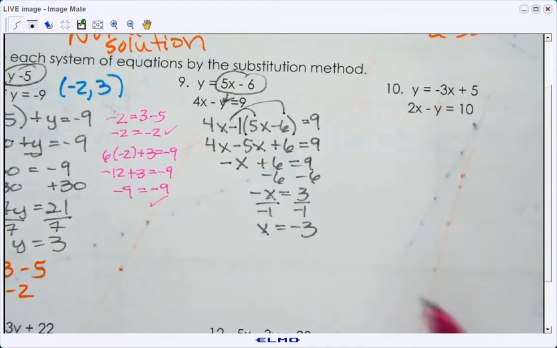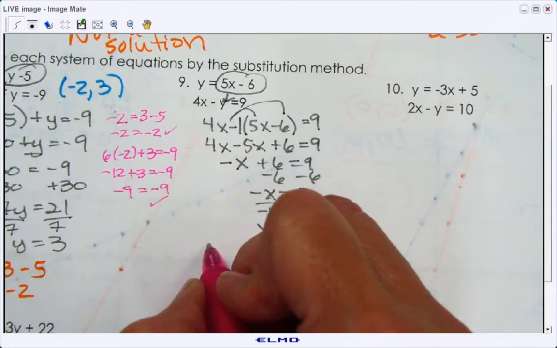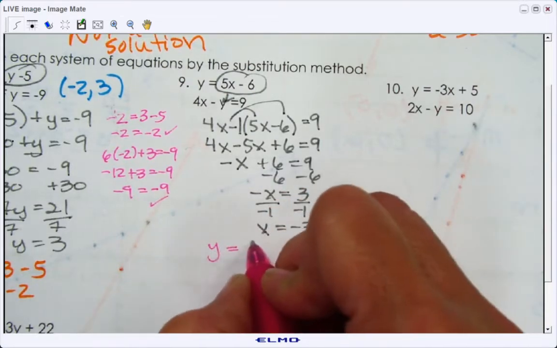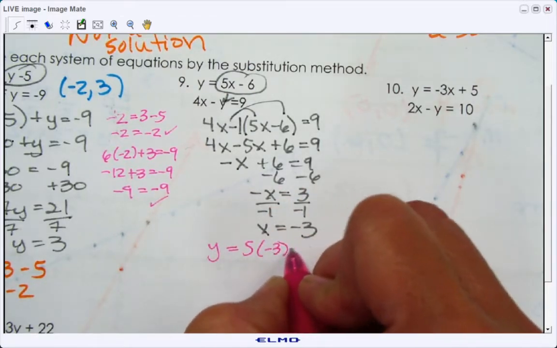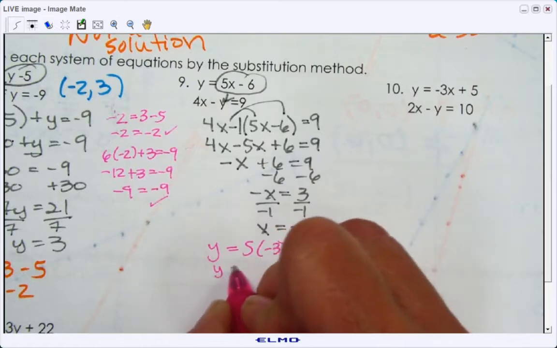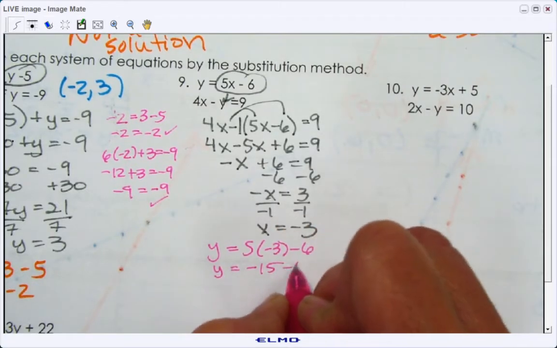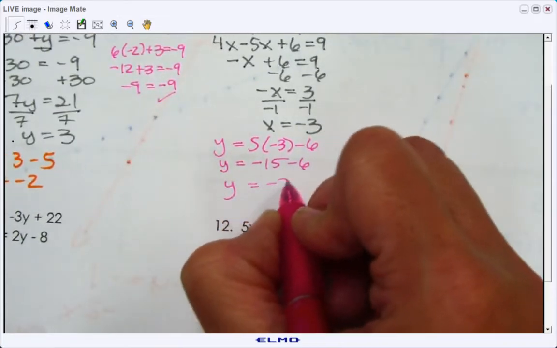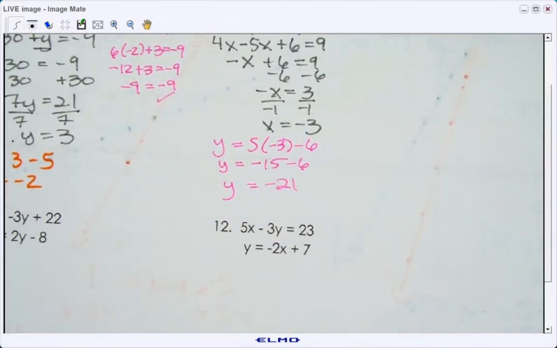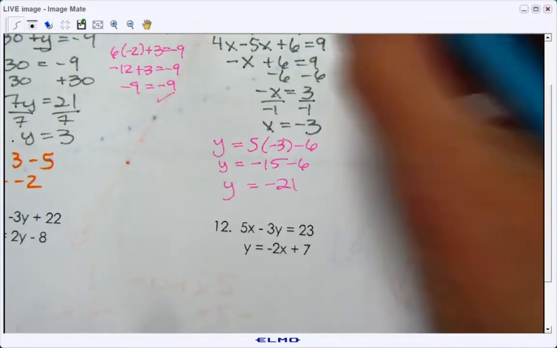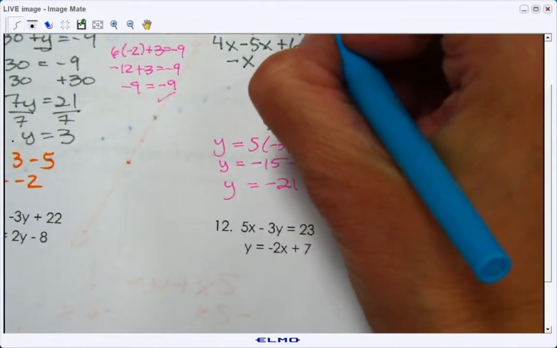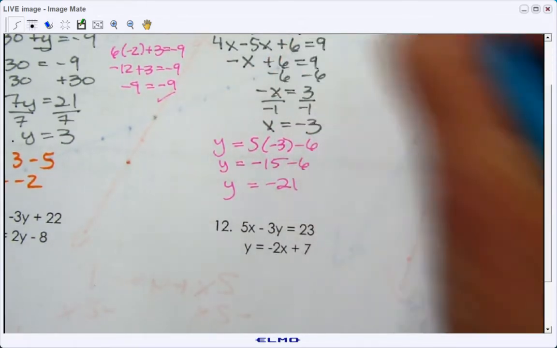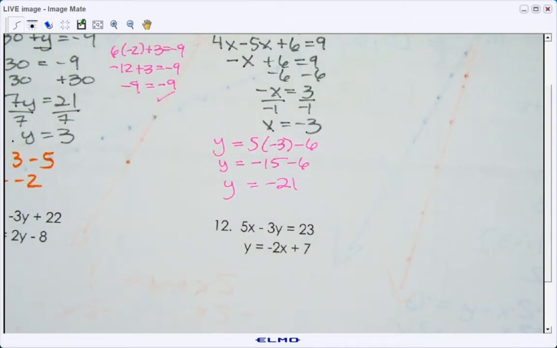Then I take this and I plug it back in. y equals 5 times negative 3 minus 6. That'll get me negative 15 minus 6. So y equals negative 21. So my solution for this one is negative 3, negative 21. Now, you should really be finding out whether or not you have the correct solution.